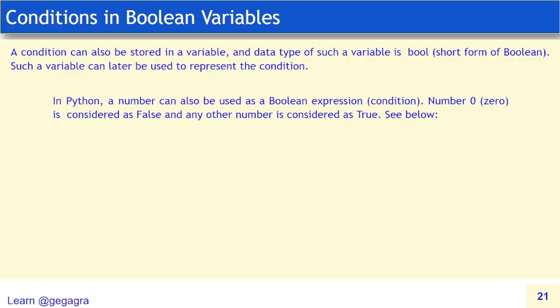So in Python, a number can also be used as a boolean expression or condition. Number 0 is considered as false. Otherwise it will be considered as true, meaning 0 value is false and non-zero value is true. Just have a look at this example.